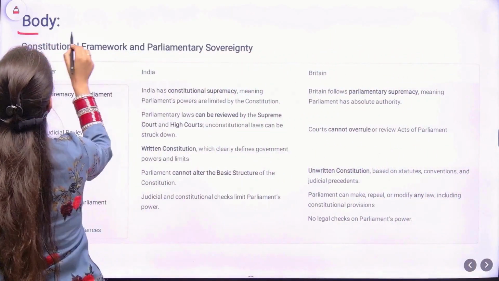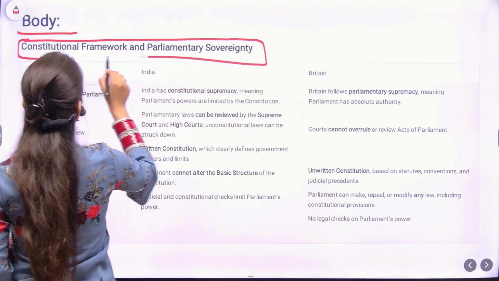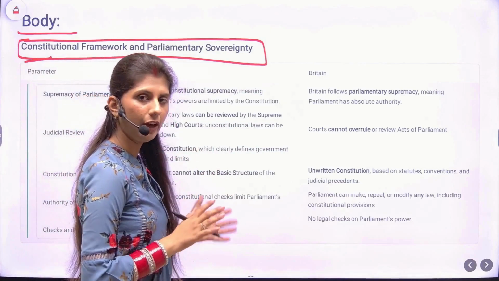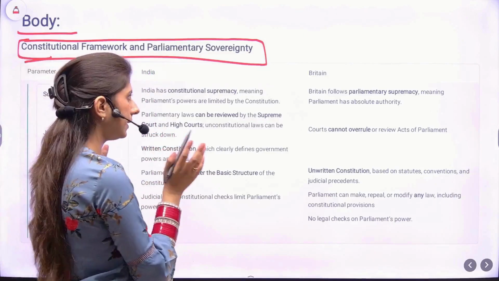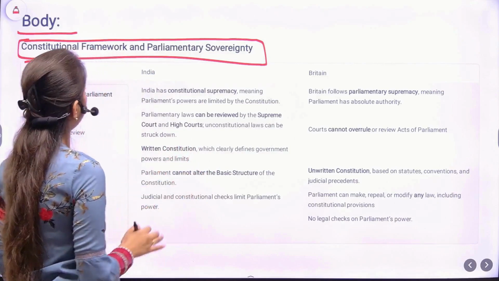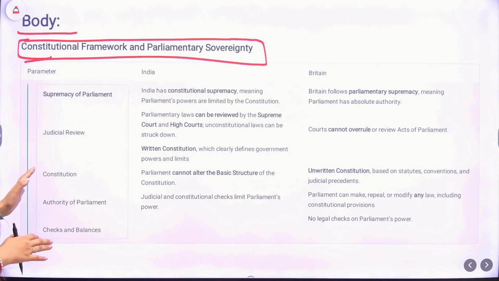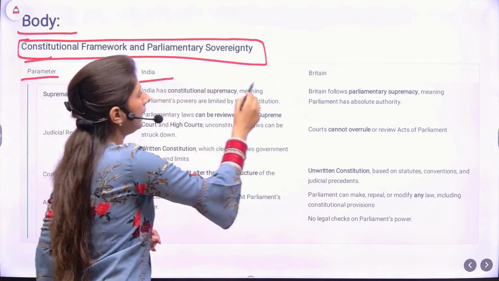Then coming to the body, we'll be starting by giving a major heading. This heading is the parameter. The parameter is already given in the question. We have kept the language similar: constitutional framework and parliamentary sovereignty. We'll be comparing on these parameters. Now here I have presented a comparative structure which you will have to draw while writing the answer. So you'll write the parameter on one side, India and Britain.